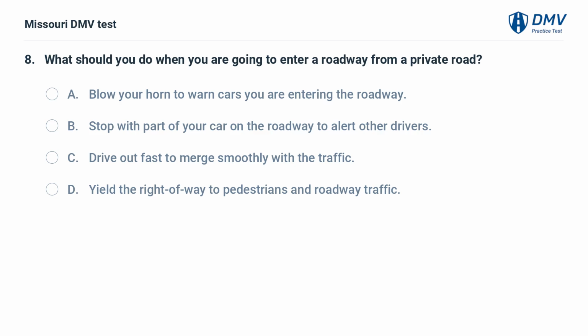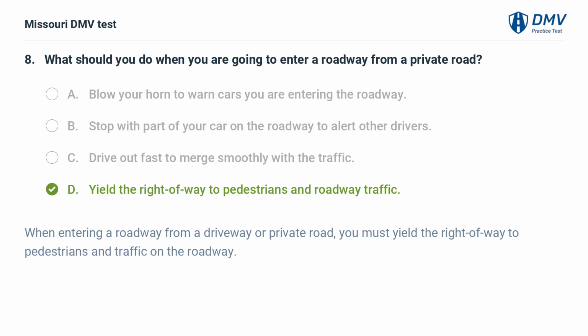What should you do when you are going to enter a roadway from a private road? A. Blow your horn to warn cars you are entering the roadway. B. Stop with part of your car on the roadway to alert other drivers. C. Drive out fast to merge smoothly with the traffic. D. Yield the right of way to pedestrians and roadway traffic. D. Yield the right of way to pedestrians and roadway traffic. When entering a roadway from a driveway or private road, you must yield the right of way to pedestrians and traffic on the roadway.